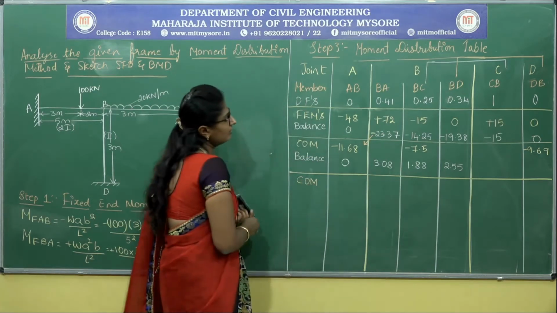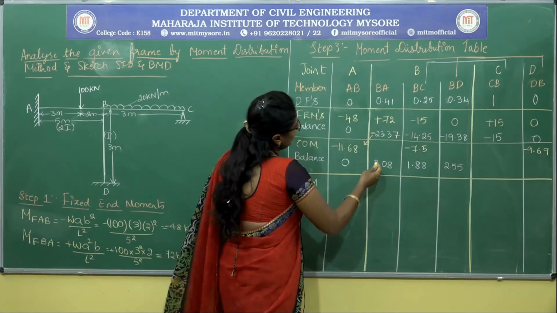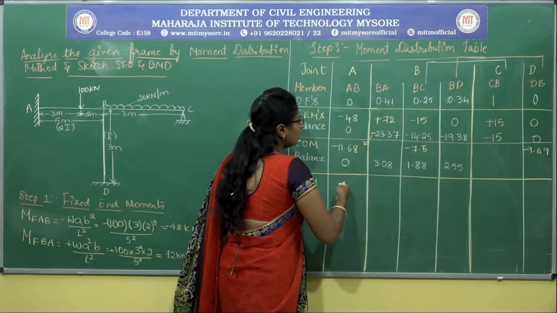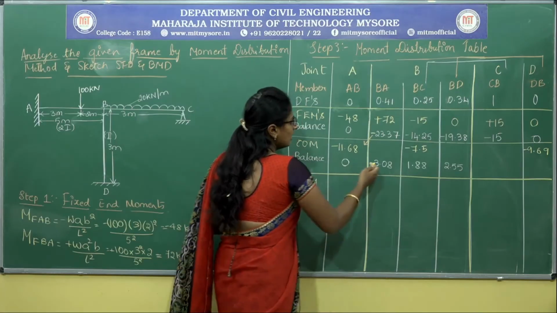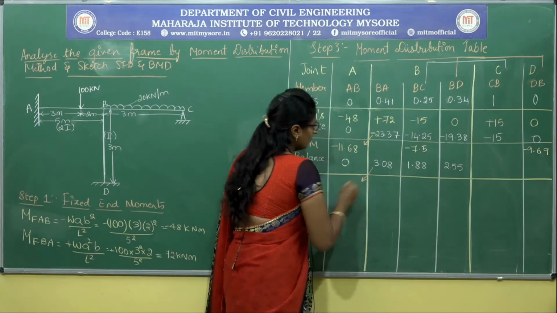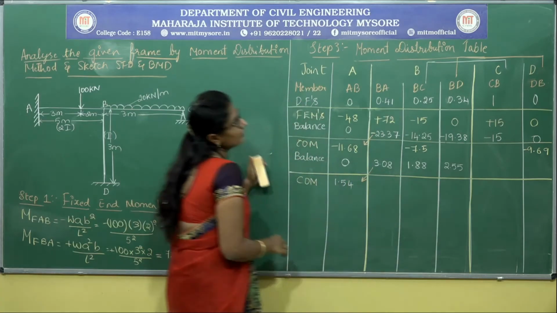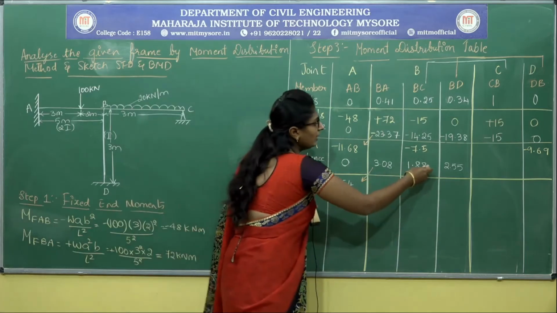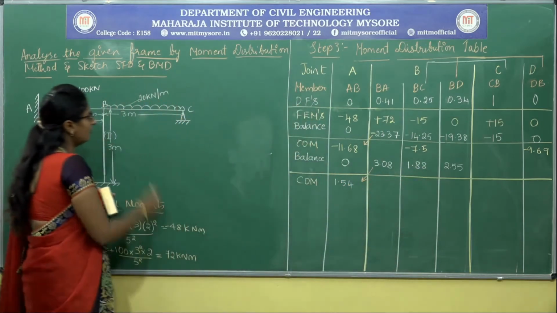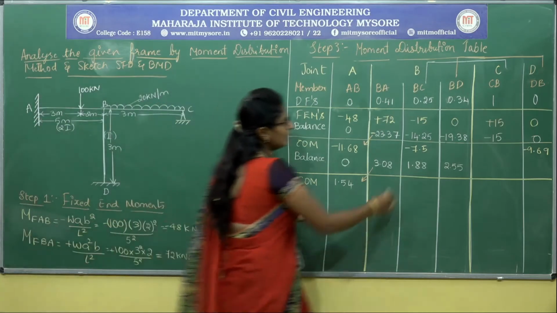Next, carry over moment. Again here considered from BA, half of the moment is to be transferred to AB. So half of plus 3.08 is 1.54. At BC, 1.88 is the balanced moment that cannot be transferred since the other end is hinged. So this cannot be done.